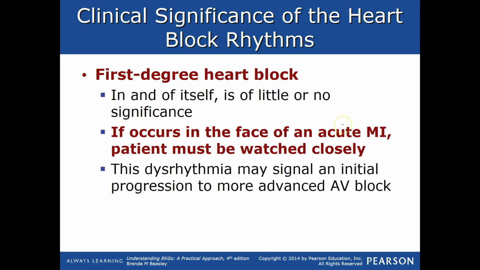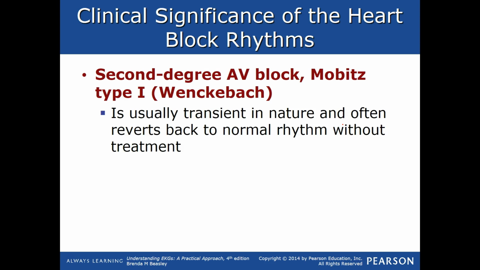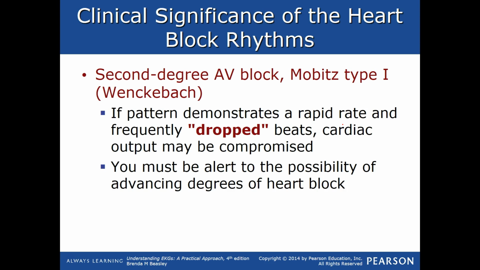So once again, clinical significance: first degree heart block, in and of itself, little to no significance. So you just treat the patient. Second degree type 1, I've never seen anybody that's been in Wenckebach that's been sick. So usually it just kind of comes and goes. Not often that you see it, or at least that I have. Type 2, if the pattern demonstrates a rapid rate and frequently dropped beats, cardiac output can be compromised, as you can imagine, depending upon the conduction ratio. So if it's 3-to-1, 4-to-1, we're not getting a lot of ventricular beats in there, so we would expect some decreased output.